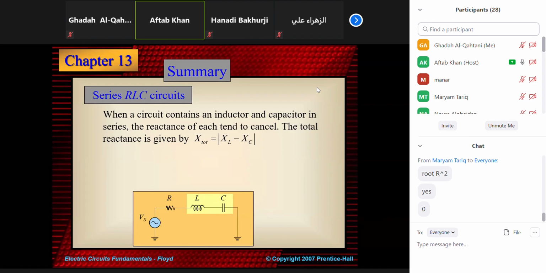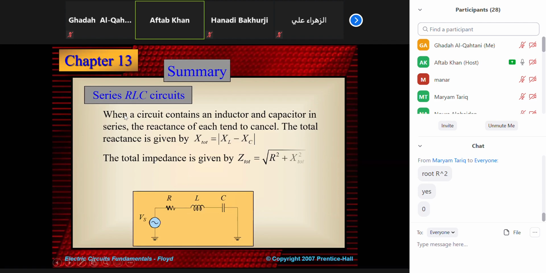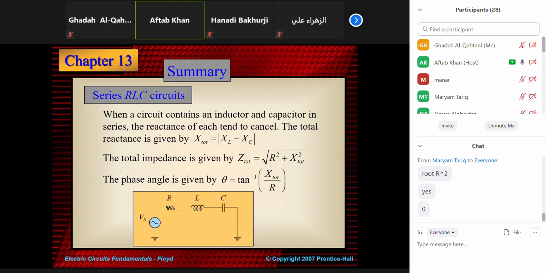So here see the RLC circuit, girls, and one more thing: when a circuit contains an inductor and a capacitor in series, the reactance of each tends to cancel. This is the tendency actually. Both the reactances try to cancel each other. As you can see, one reactance is in the positive Y direction, another is in the negative Y direction. They will try to cancel each other. So we can get the total this way. Now the total impedance can be calculated by this formula, and the theta will be X total over R.